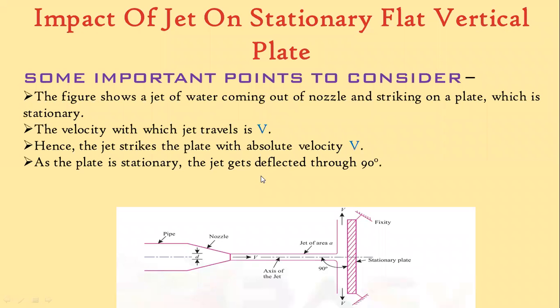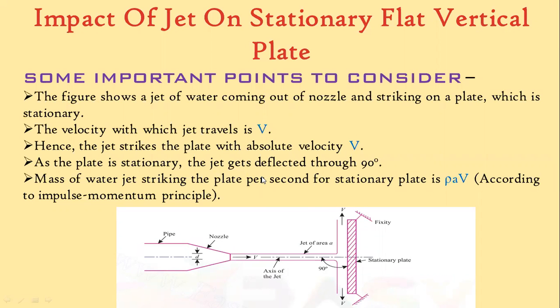Okay? Then some important points that we considered was the velocity with which the jet travels is capital V, and hence the jet is going to strike the plate with an absolute velocity, that is capital V. And after the water jet strikes the plate, as the plate is stationary, the plate is not going to move. But what is going to happen to the jet after it strikes the plate? It is going to get deflected along the plate.